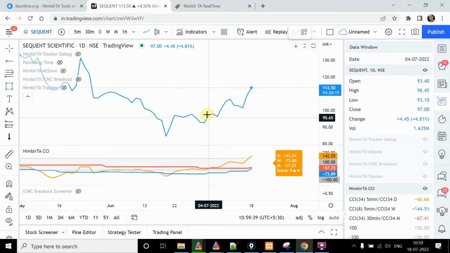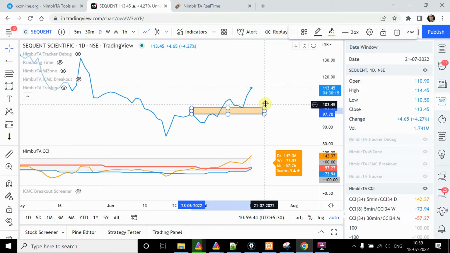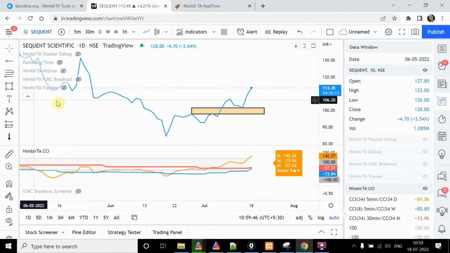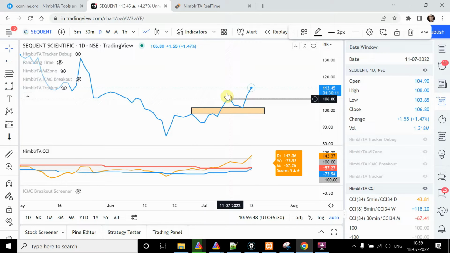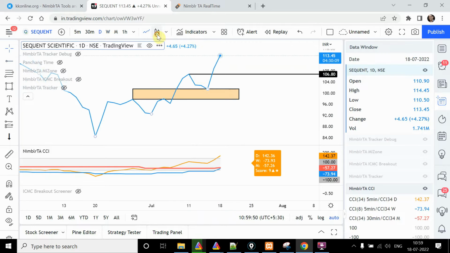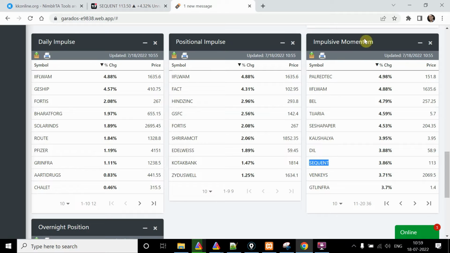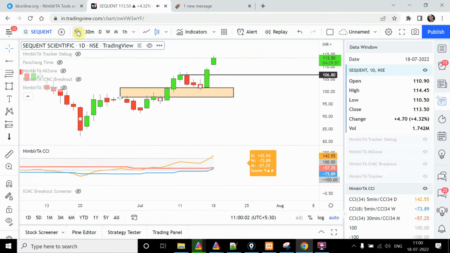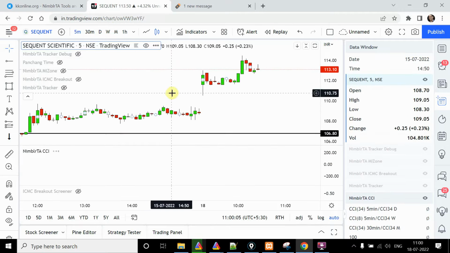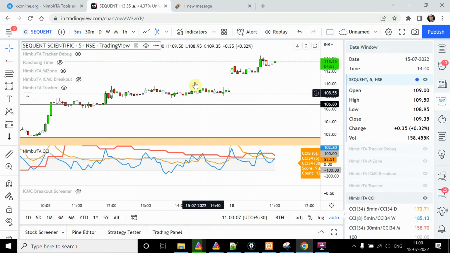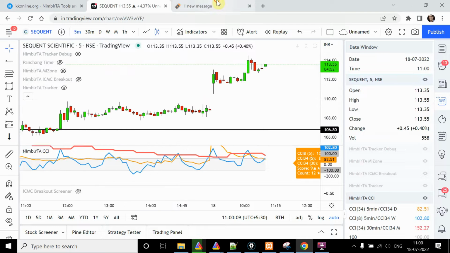Now the same thing if we check on a daily basis, we see a no overlap over here. A lower low has been formed and the recent high has been crossed. So as soon as this is happening, I get the information that impulsive momentum is in Sequent. So it becomes very easy for me at 10:55 to assess it and take a position on a lower time frame. Probably I'll go down to a lower time frame and see which would be a better entry on this particular stock.